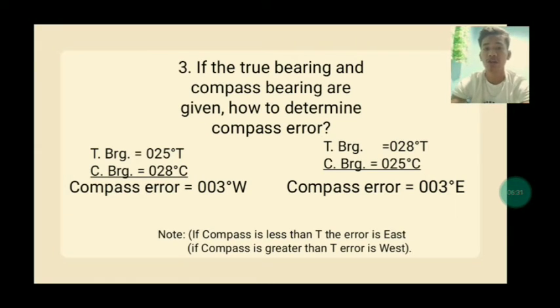The second example: our true bearing is 028 degrees true, and our compass bearing is 025 degrees. As we can see, our true bearing is greater than our compass bearing. So in this case, our compass error is east. 028 degrees true minus 025 degrees is equal to 3 degrees east.